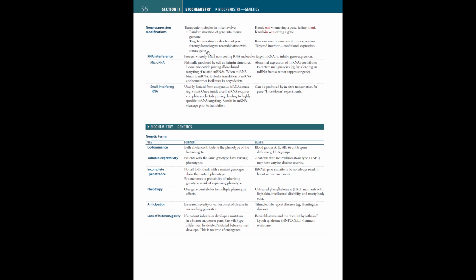The common terms used in gene expression are knock-in and knock-out. Knock-out refers to removing a gene or taking it out, whereas knock-in refers to inserting a gene. Random insertion is constitutive expression, whereas targeted insertion is conditional expression.